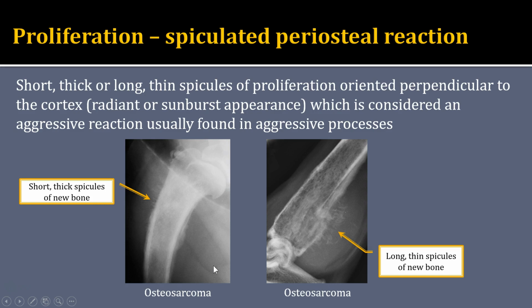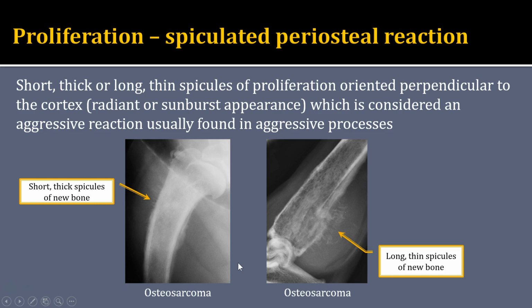Here is a radiograph of a proximal humerus, and this patient has these short, thick spicules of bone that are oriented perpendicular to the cortex, and this is a spiculated periosteal reaction in a patient that has osteosarcoma. This is a distal tibia of a patient that has longer, thin spicules of bone that are oriented perpendicular, almost in a radiant or sunburst appearance, and this is again a spiculated periosteal reaction. Both of these patients also have different types of lysis as well.